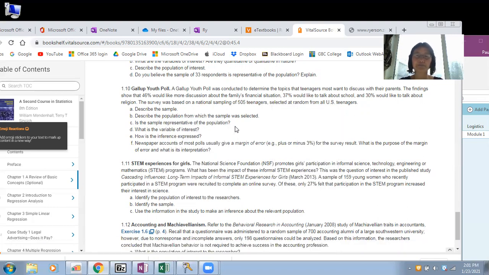And so question D, what is the variable of interest? What is the variable of interest?